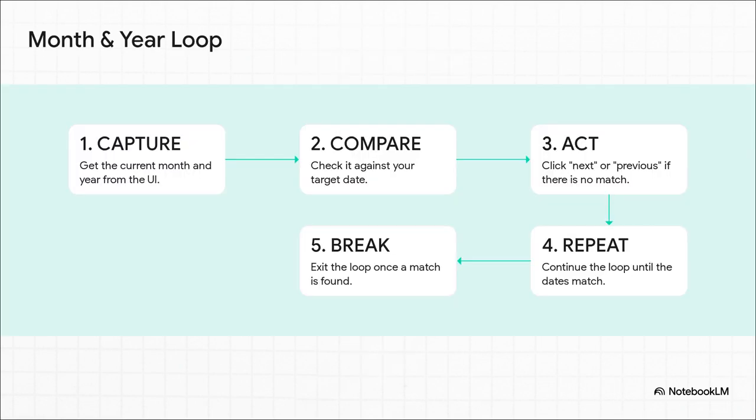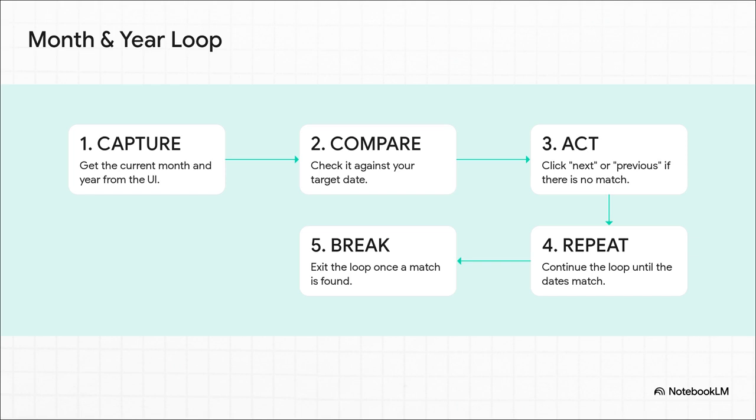Okay, so the heart of this logic is a really simple, repeatable pattern. I want you to remember this. Capture, compare, act. First, your script captures what's currently on the screen. Let's say it's April 2024. Then it compares that to your target. Maybe you're looking for May 2025. Obviously, they don't match, so it acts by clicking the next button.